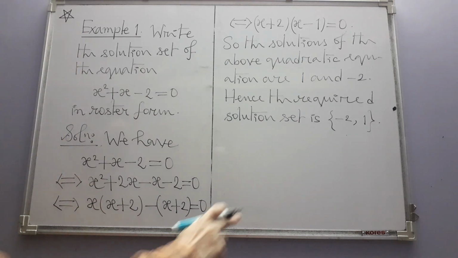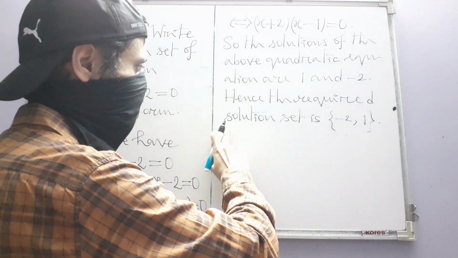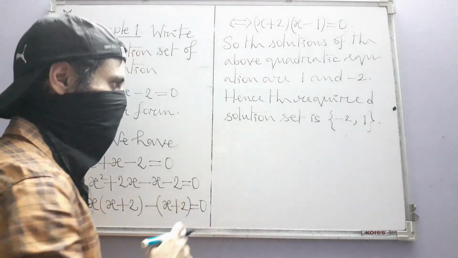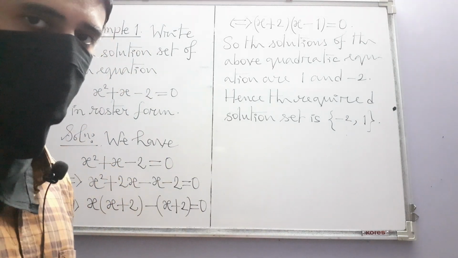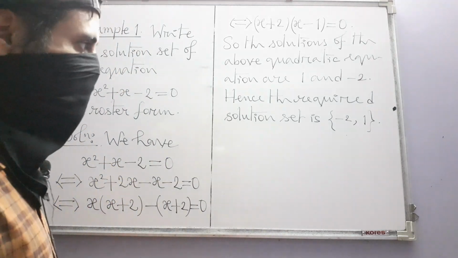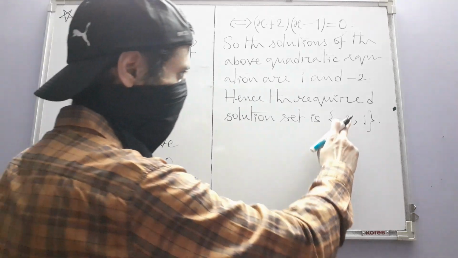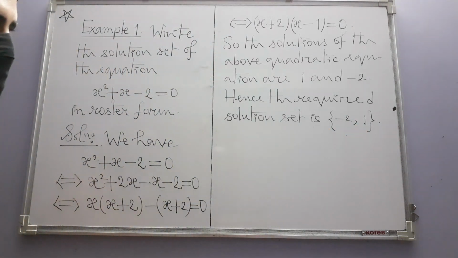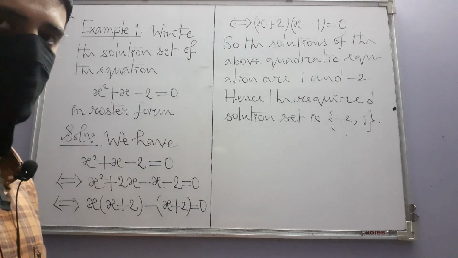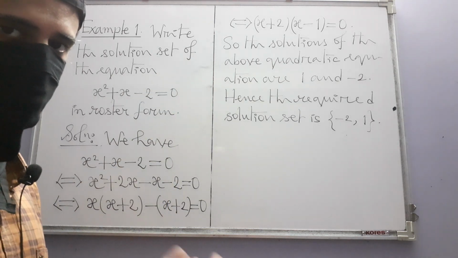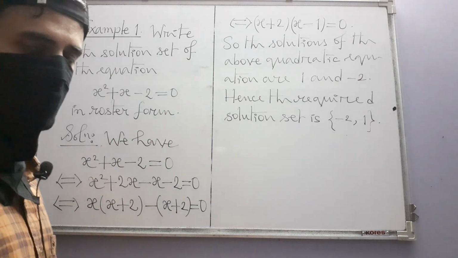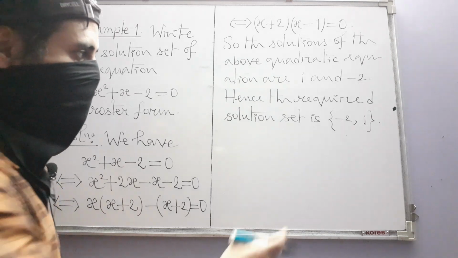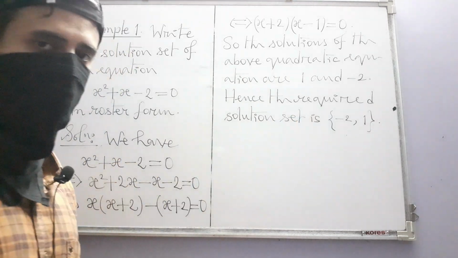If you want, you can also write here that the required solution set in roster form is this. I have decided to write the elements in this way, where I choose the smaller one first, minus 2, and then the bigger one, 1. But of course, order does not matter. So you can also write 1, minus 2, it's up to you.